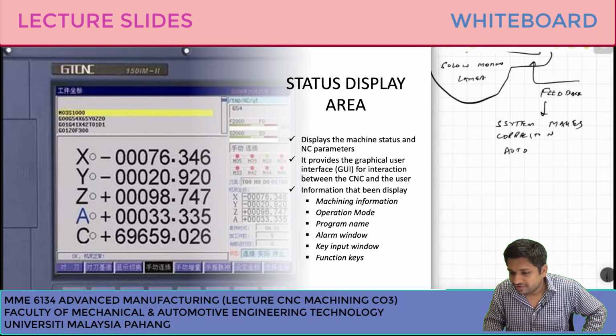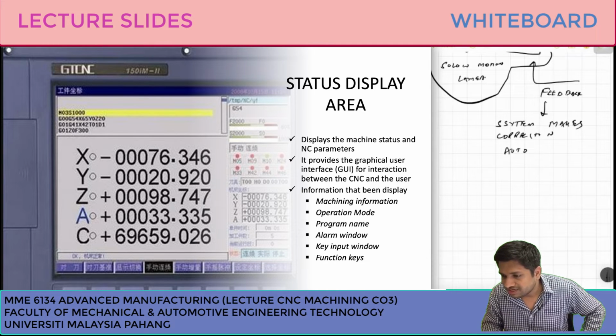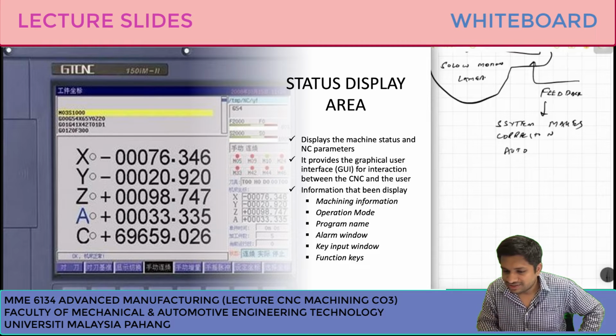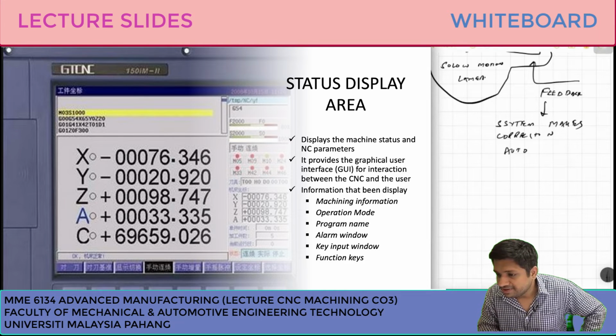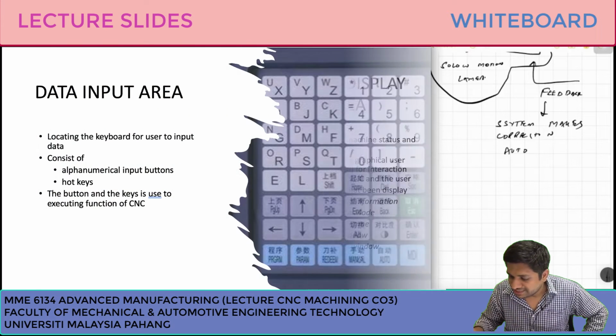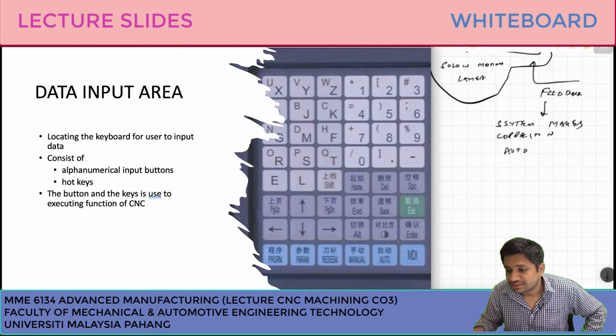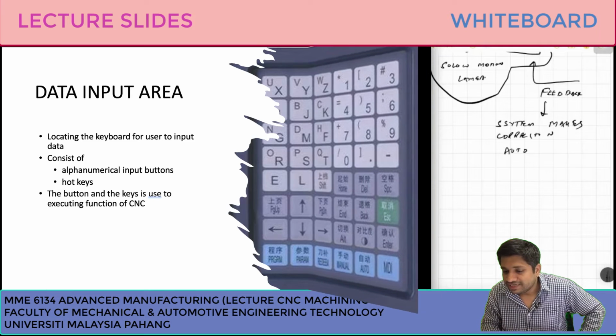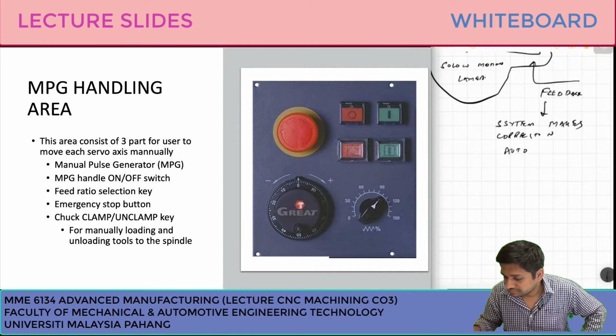So if you see, we have got a status display area. Okay, this is called graphic user interface. This is nothing complex. Okay, it will show you the coordinates and it will show you the cooling system parameters. It will show you the current machine operating condition, etc. So these are something which we observe daily in our CNC systems. Then we have got data input area. Okay, we have got MPG handling area.